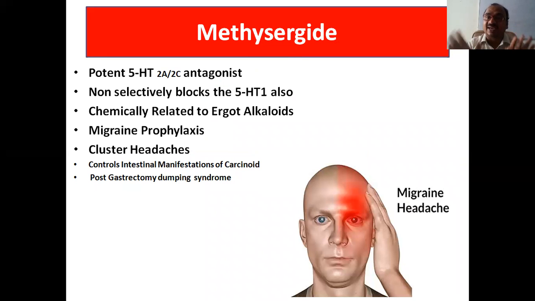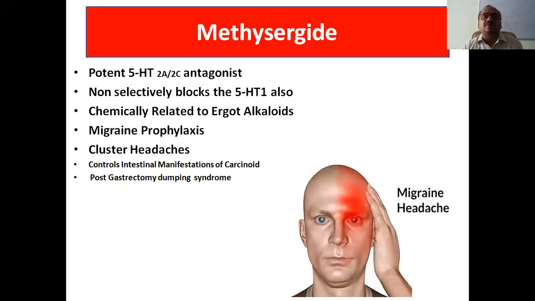This is methysergide, a specialist in migraine headache. Migraine headache is also called one-sided headache. Your head is divided into two, and on one side you will get a pain. Because a higher amount of serotonin leads to this, you have to go for blockage of the serotonin. Potent 5-HT2A, 2C, very potent antagonists.